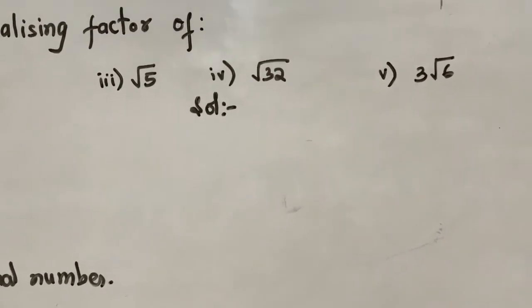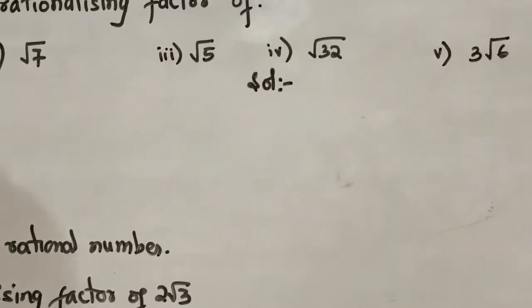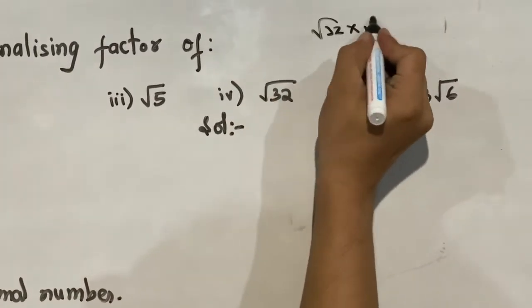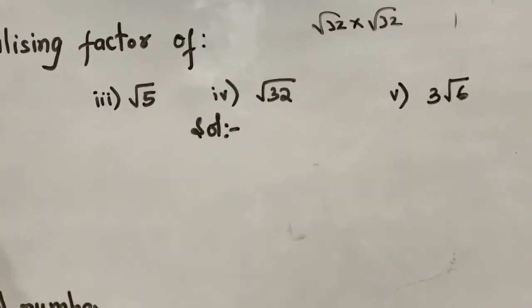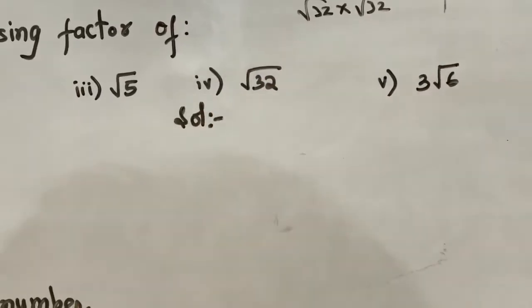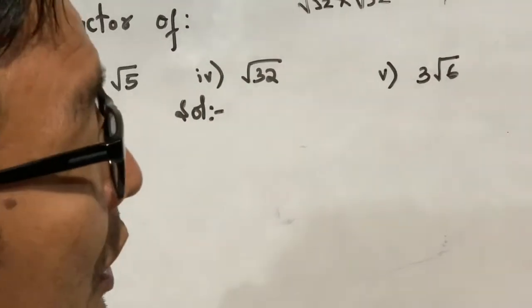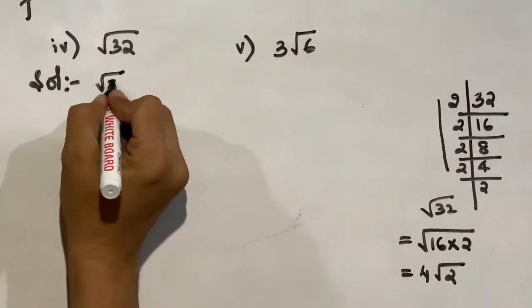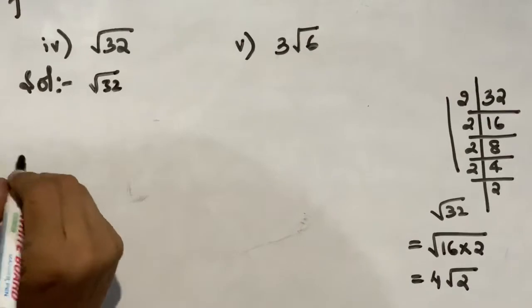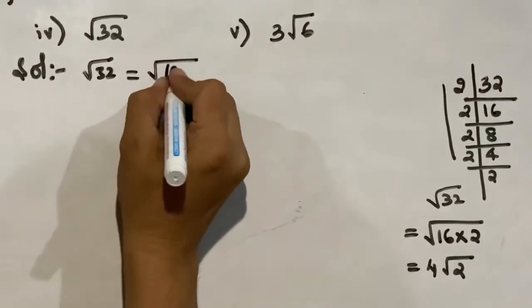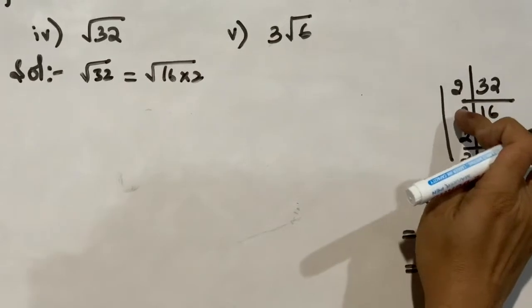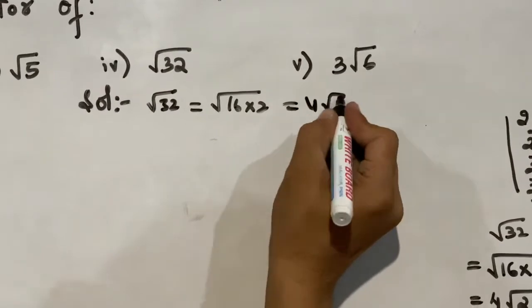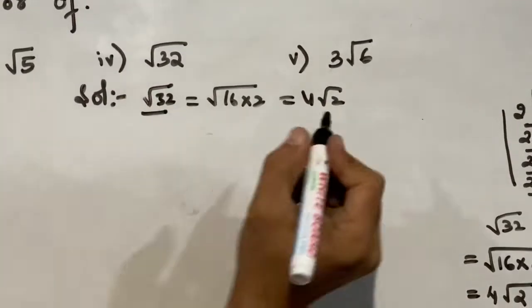So the rationalizing factor means we need to find the simplest rationalizing factor. Here it is root 32. If you simplify this irrational number into its simplest form, root 32 can be written as the square root of 16 times 2, and 16 is the square of 4, so root 32 equals 4 root 2.